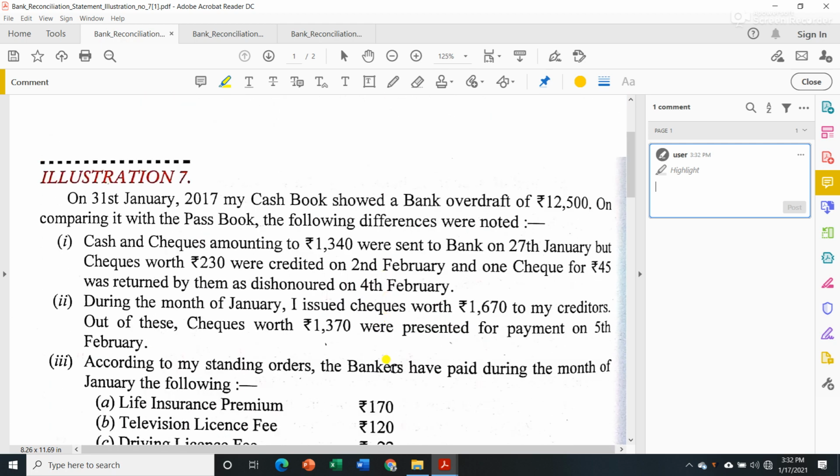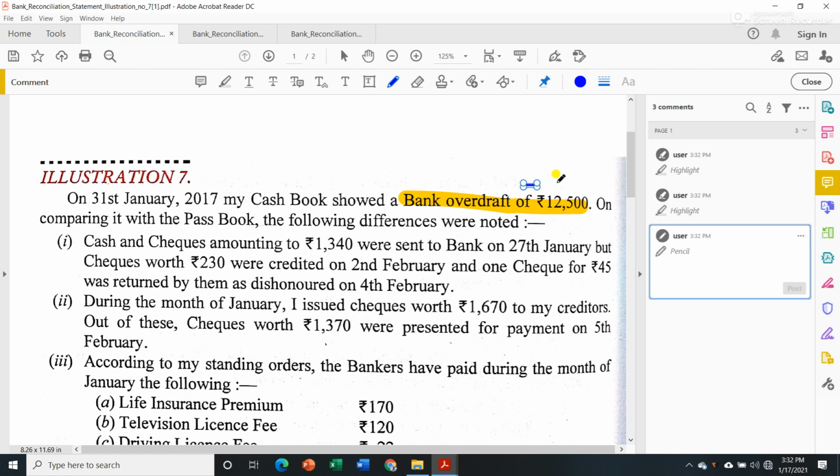Now let us start analyzing the question. On 31st January 2017, my cash book showed a bank overdraft of 12,500. That means credit balance as per cash book. So this 12,500 we have to write in the minus column. Okay. On comparing it with the passbook, the following differences were noted. So the differences were: first, cash and checks amounting to 1,340 were sent to bank on 27 January.